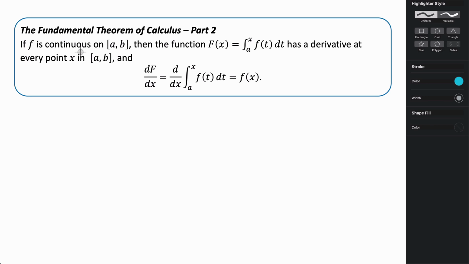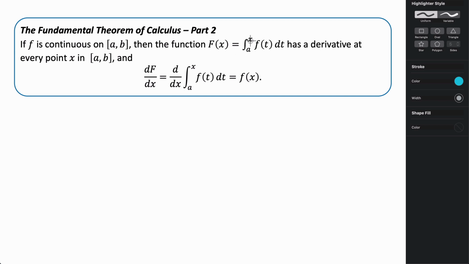So it says if f is a continuous function on the closed interval from a to b, then the function big F of x is equal to the integral from a to x of f of t dt, has a derivative at every point x in the closed interval. So notice in this that the function here is in terms of t, and then we have a, which is a constant in our lower limit of integration, and our variable x in our upper limit.